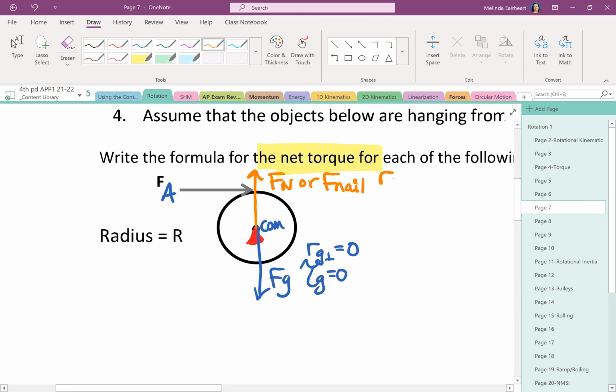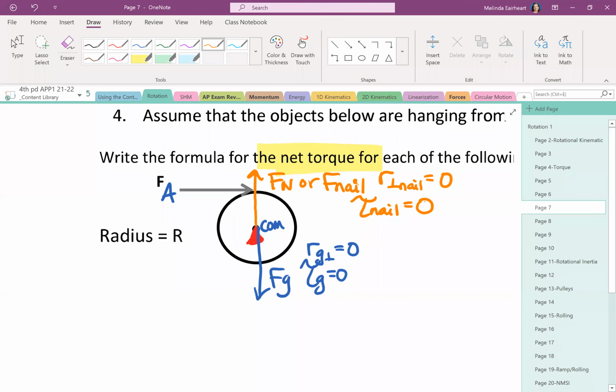So what's the lever arm for the nail? If the force exists at the pivot point, the lever arm is 0. So the torque due to the nail is also 0. So it's there, it's a force. They could ask you to solve for the force, but it's not going to lead to torque since they said your fulcrum is there. And so gravity and the nail provide no torque.